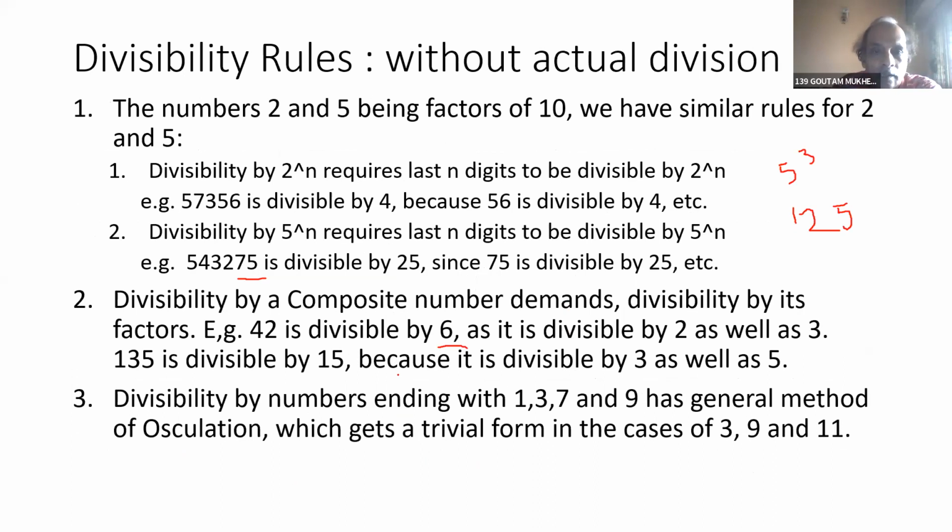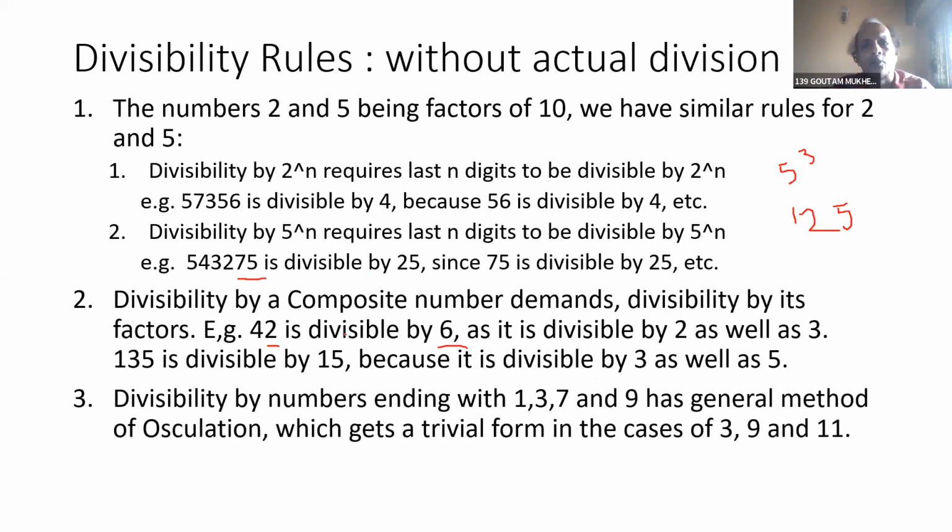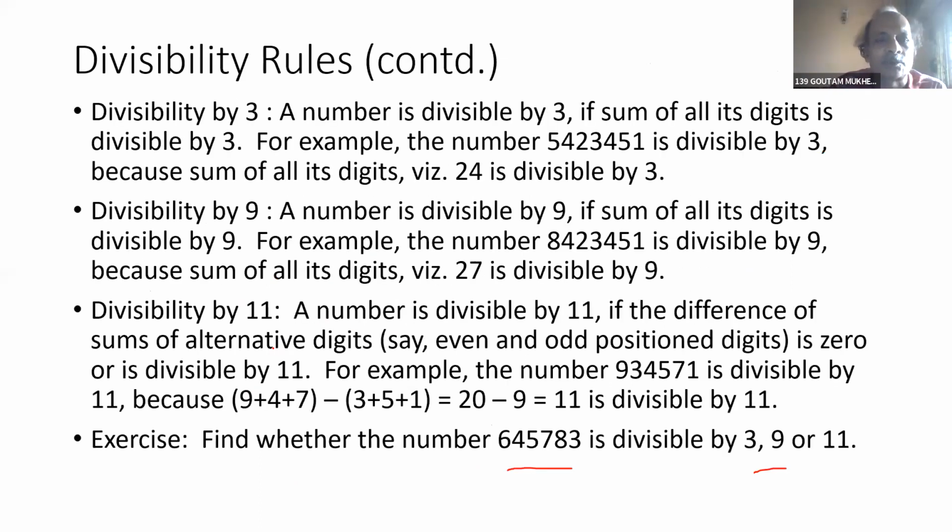So I come back to here. In case of 6, the last digit is 2, so it is divisible by 2. And 4 plus 2 is 6, which is divisible by 3, so it is divisible by 3. So this is divisible by 6 as well. That is the idea. Individually, I do for 2, 5, 3, 9, 11, etc., and for composite numbers we do it this way. We knew this from the textbook up to this point.